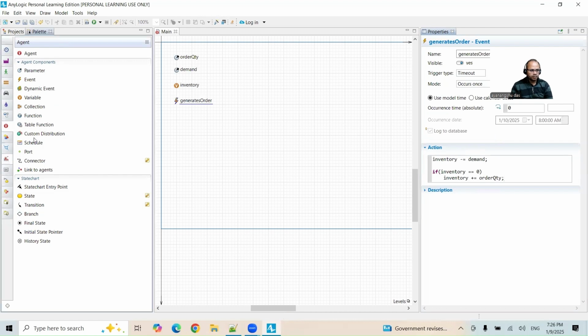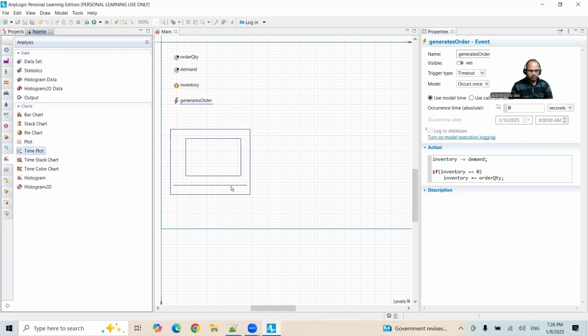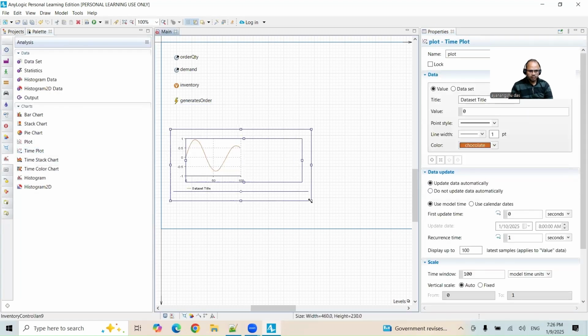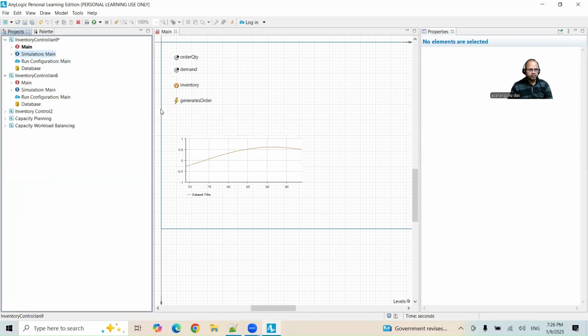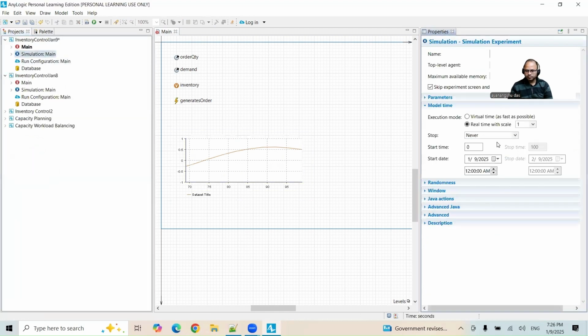We'll have a time plot to plot the inventory. We'll have it refreshed a little bit faster, so we'll see more samples throughout the time window, and we'll run the simulation for 30 seconds to simulate as if it is running for 30 days.